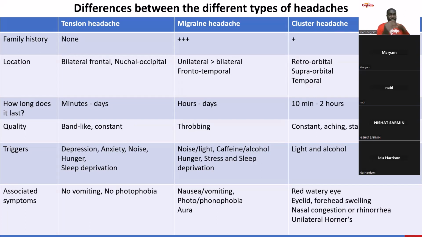Number two, location. Tension headache is usually bilateral and frontal, and it can also be nuchal and occipital, that is, on the back. Migraine headache, most of the time, is unilateral more than bilateral. Cluster headache is retroorbital, around the eye, supraorbital, and temporal. So always look at the way your question stem is being designed. That is what will help you to know, okay, is this cluster, is this tension, is it migraine?